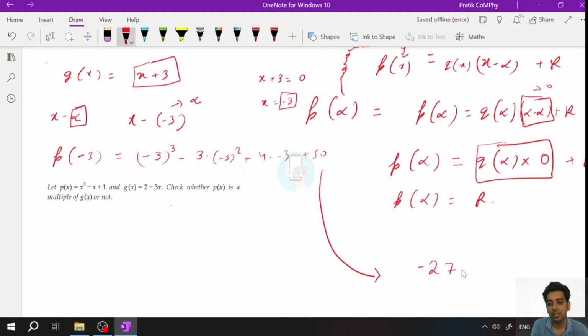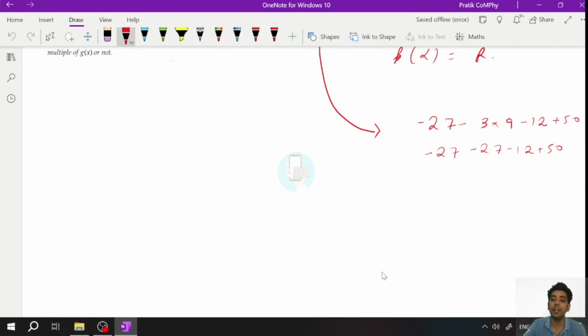-27, -3 times 9, right? And going ahead this would be -12 and basically plus 50. So when you solve this out, you would be getting -27 -27 -12 plus 50. So on solving further, what will I get? What would be the value of this? This would be nothing but -54 and -12. -54 and -12 would be -66 plus 50. So -16 is your answer.